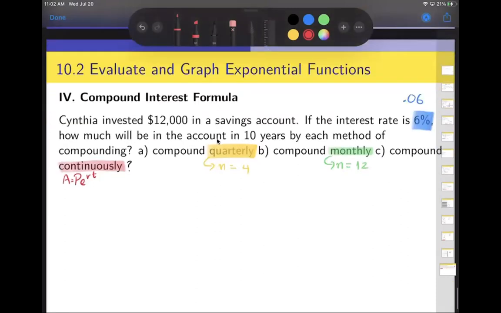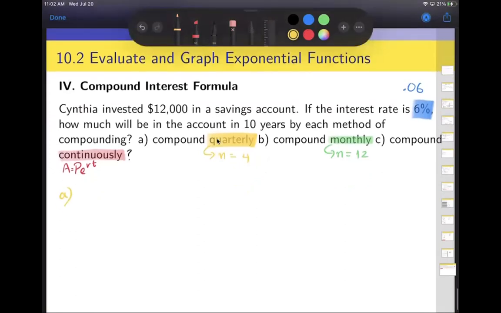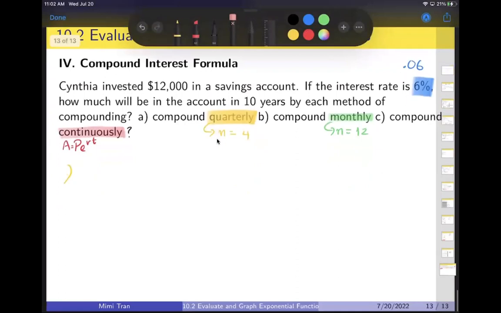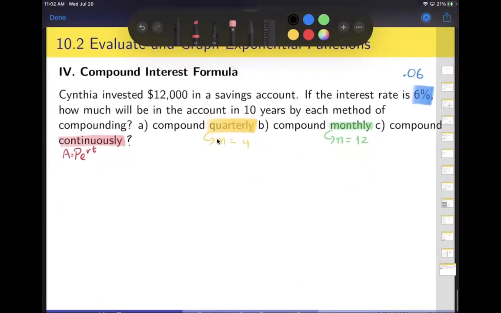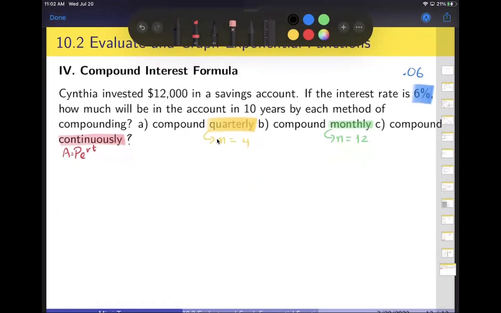Okay, so let's do this. A compound quarterly, right? So the formula is, oh, you know what? If I was you, the first thing I'd do is summarize the problem. So Cynthia invests 12,000 in savings. That means the principal is, in the beginning, she got 12,000.